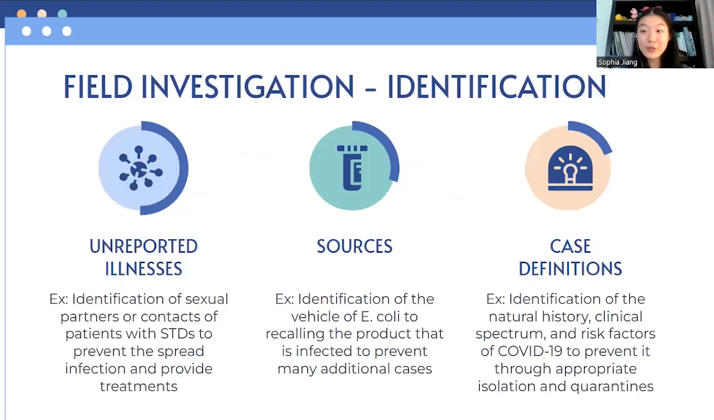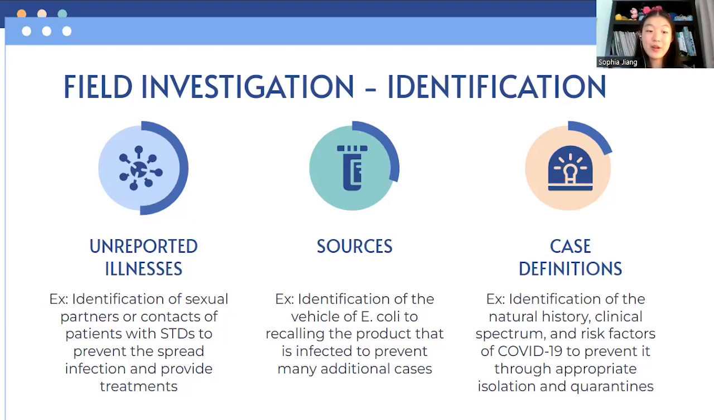Now moving on to the second task, field investigation. The purpose of field investigation is to investigate something in order to identify one of three major things. Those are unreported illnesses, sources, and case definitions. As I mentioned before, not every case is reported. So sometimes you might need to go and get more data, and you might want to identify more cases that already exist but have not been reported.